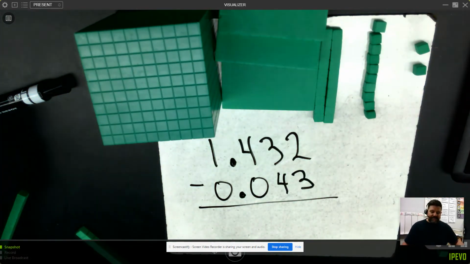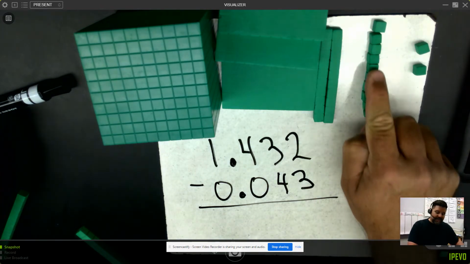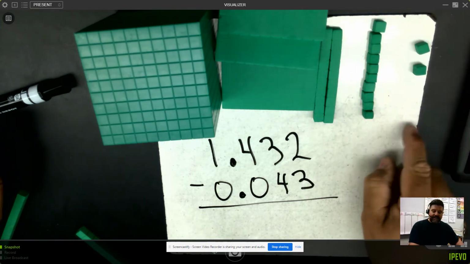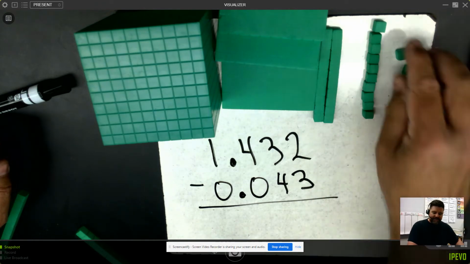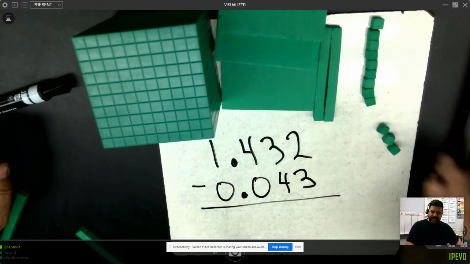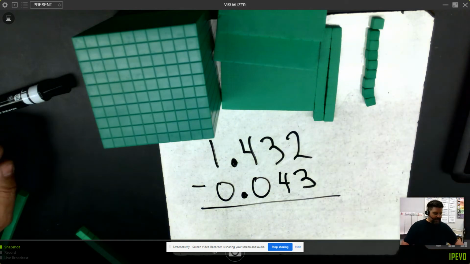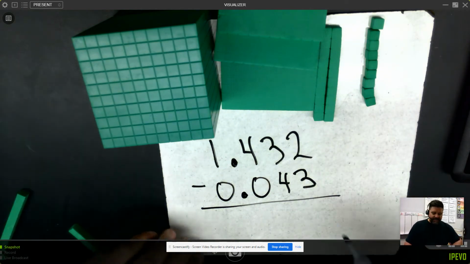I've got more thousandths now. 2, 4, 6, 8, 10/1000ths, and 2/1000ths is a total of 12/1000ths. I can go ahead and take away my 3/1000ths now. 3/1000ths are gone.